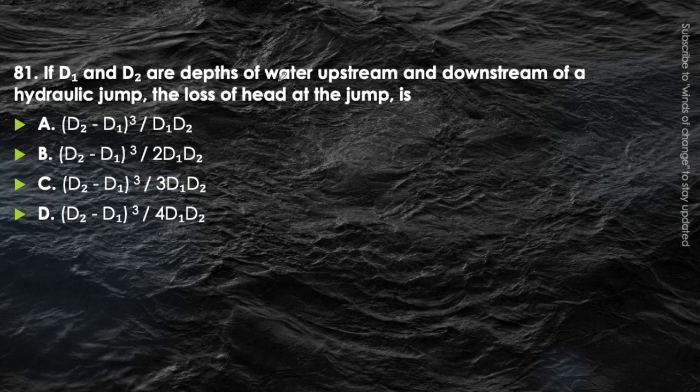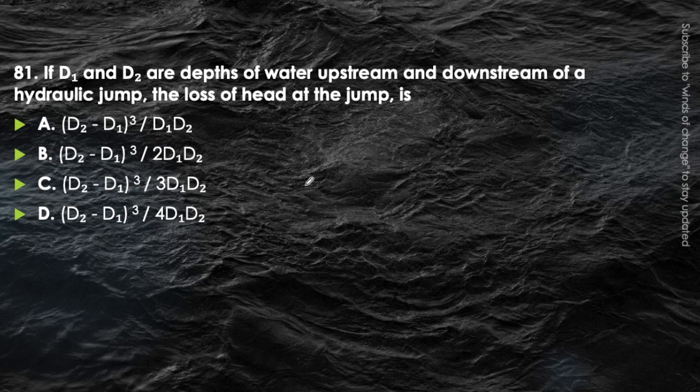If D1 and D2 are the depths of the water upstream and downstream of a hydraulic jump, the loss of head at the jump is (D2 minus D1) cube upon D1 D2, (D2 minus D1) cube upon 2 D1 D2, (D2 minus D1) cube upon 3 D1 D2, or (D2 minus D1) cube upon 4 D1 D2. This is the case of a hydraulic jump. We have to find out the energy loss in the hydraulic jump. Usually this question is related to open channel flow, but since we are also considering irrigation here, it becomes important here as well.